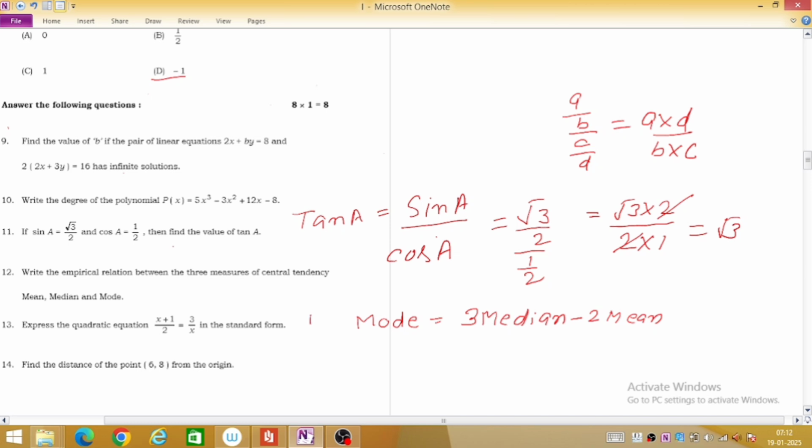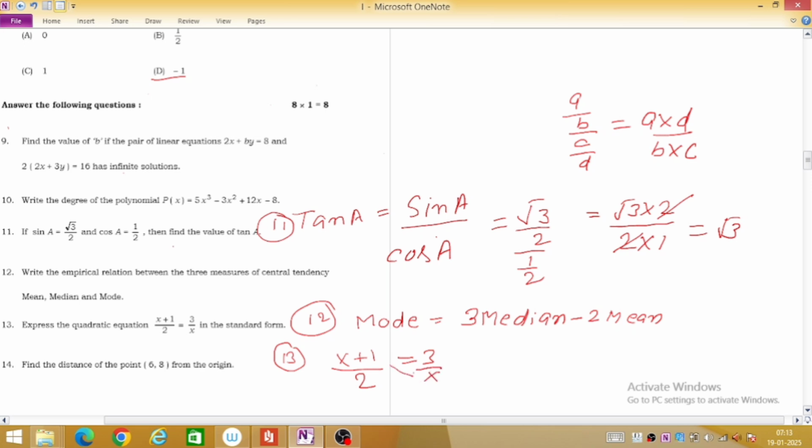You remember, this is the relation between mean, median, mode. This is question number 12. Okay, then question number 13. Question 13 is: express the quadratic equation x plus 1 by x equals 3 by 2 in standard form. Here, for question 13, x plus 1 by x and 3 by 2.